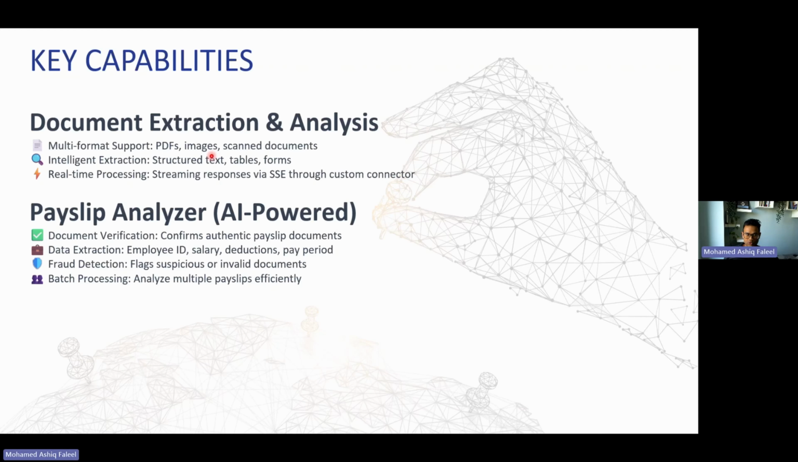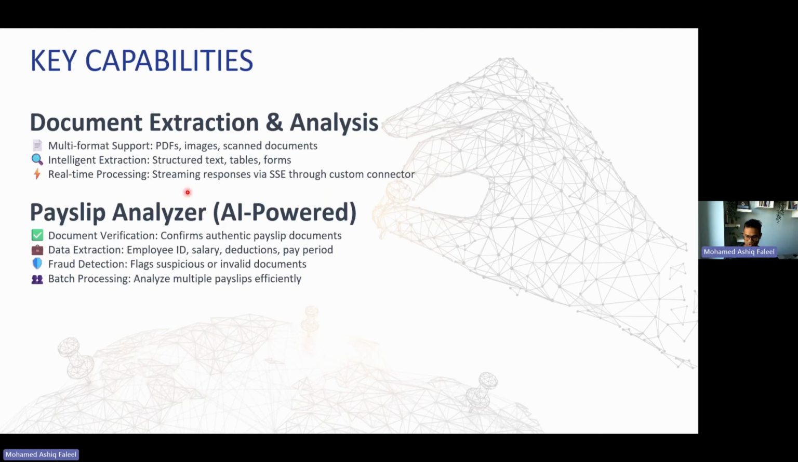The solution can extract information from text-readable documents, or if the document is an image, it can extract information from the image. If an image has a table, it can extract information from that too. It can extract different types of information using the OCR capabilities, which is part of Azure Document Intelligence. And all of it is done in real time.